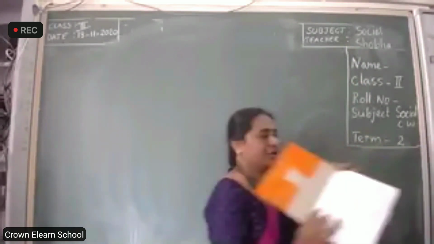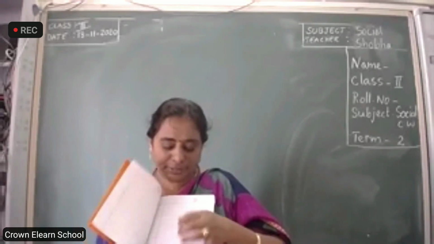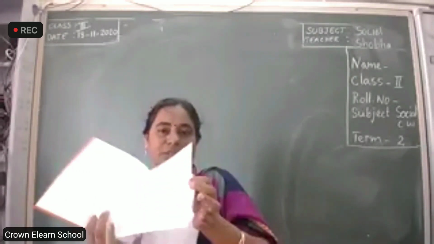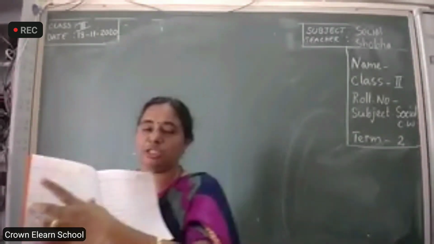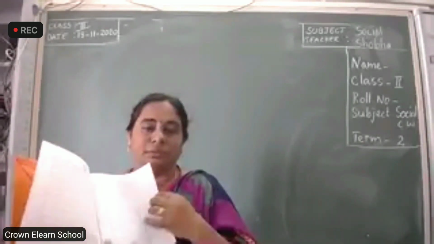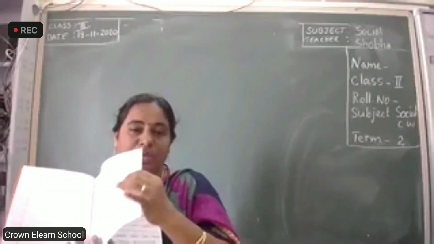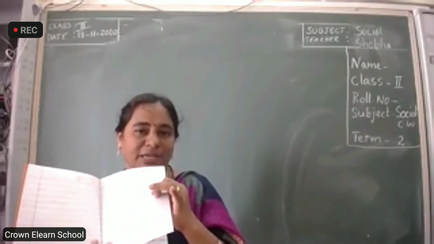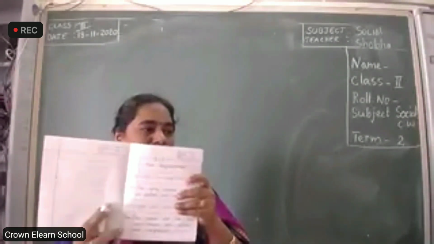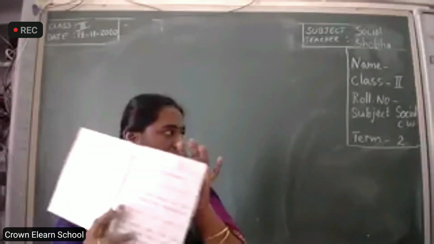So this is in the first page. After that, leave one page. For term 1 also you have left one page. If you miss this page, you can use it to write your name, etc. Now on the third page, start writing. Take the third page.